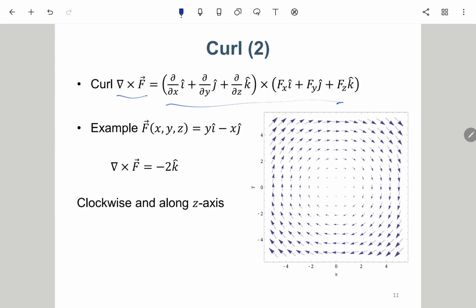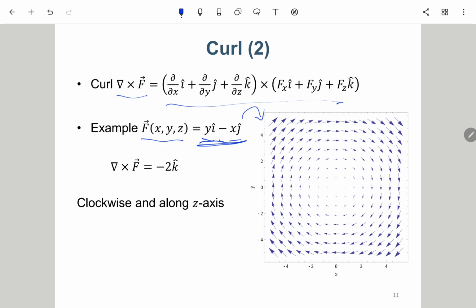So here's an example. Suppose we have a F(x, y, z), independent of t. We just assume that this vector field does not change with time, so it is only related to x, y, z. It is y i hat minus x j hat. It is hard to imagine what it is like, so here we try to plot it out. But it is a vector field.